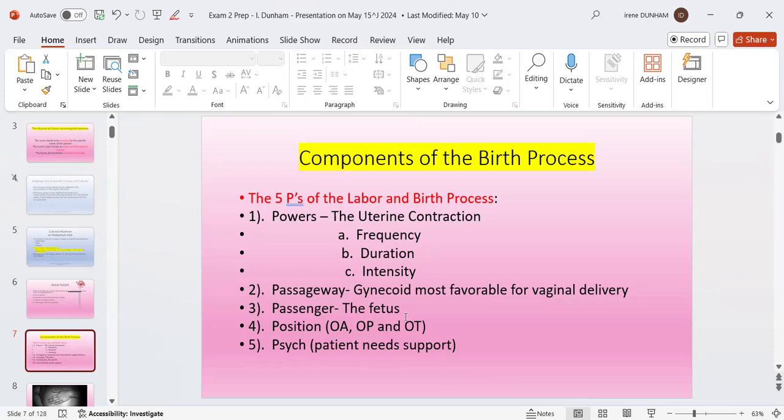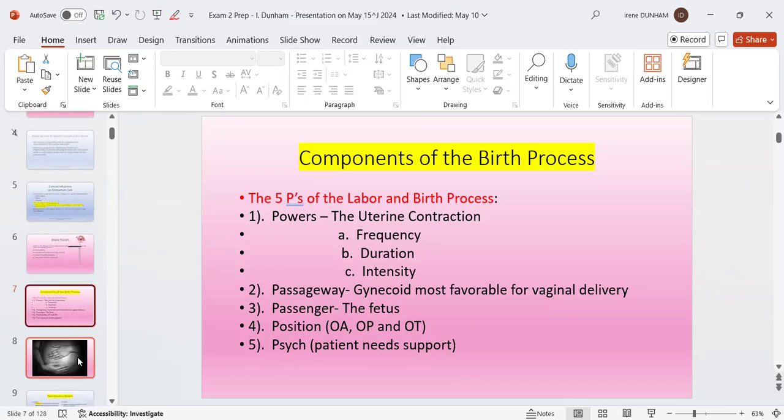And so you would be flipping your patient quite a bit because her back would be hurting. You could use sacral counter pressure for OP position and get your patient up and walking in the room, so that hopefully we can turn that baby's head. Then you've got psyche, where your patient needs support. No doubt about it.